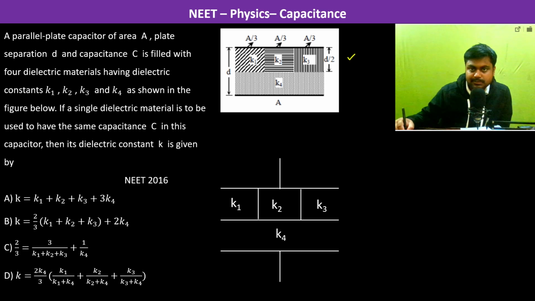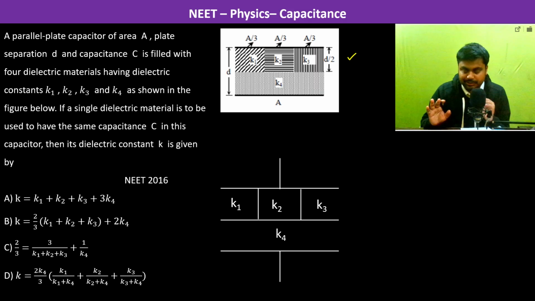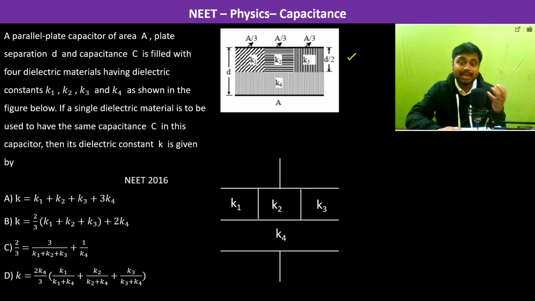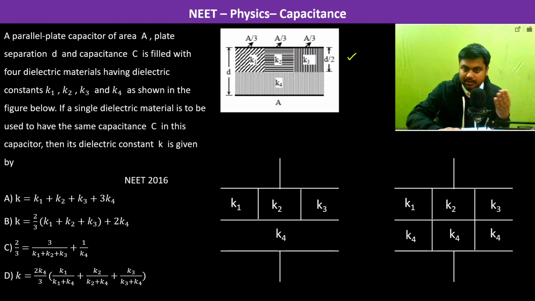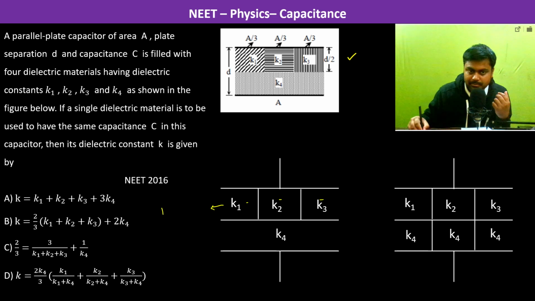The question is this. We have to calculate the equivalent K, the equivalent dielectric. The question can be thought to be solved in two ways. Either we take all these three, K1, K2, K3, in parallel, and then we take K4 in series.